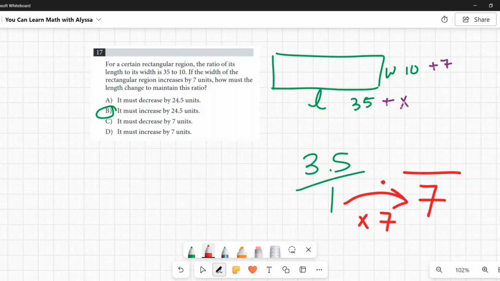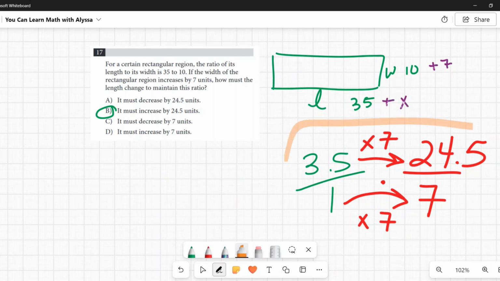If we're scaling them up, scaling down, we have to be multiplying, not adding. Okay, so then on top, to get the same, like how much was that increase, I have to do the same thing. 3.5 times 7, and that gives me 24.5. Same answer. That's another way to look at it.